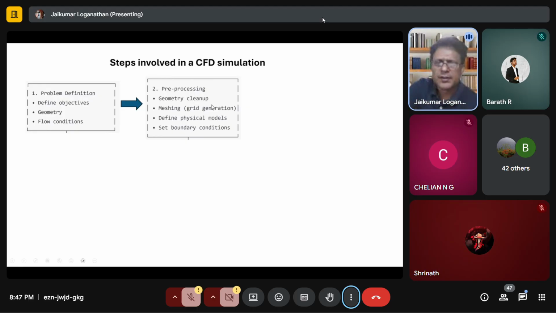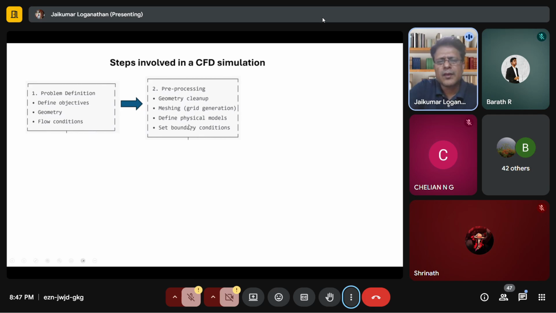And then we mesh it, right? We break that volume, the complex volume, into small, simpler volumes, right? Either it could be a tetrahedron, it could be a hexahedron, it could be a prism, it could be a polyhedra, the latest meshes, right? So that is the mesh generation.